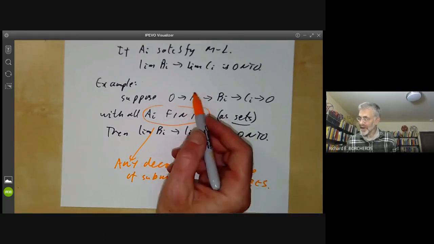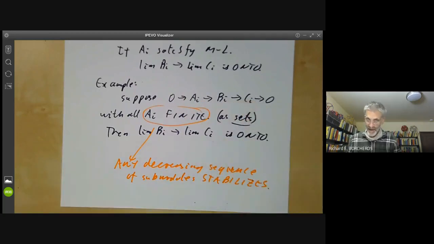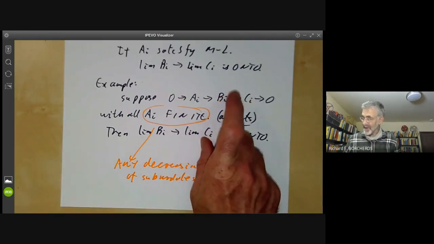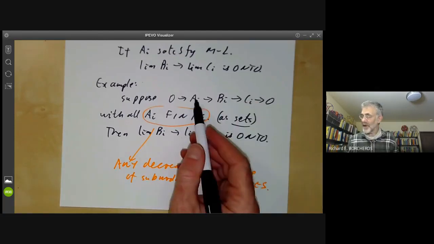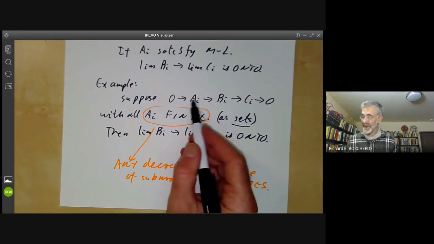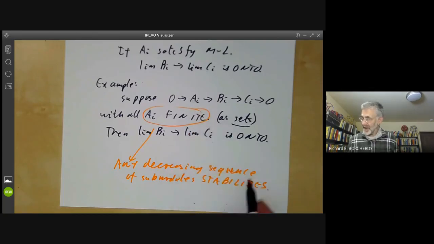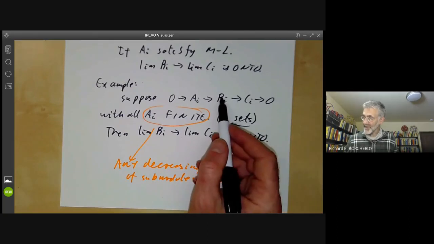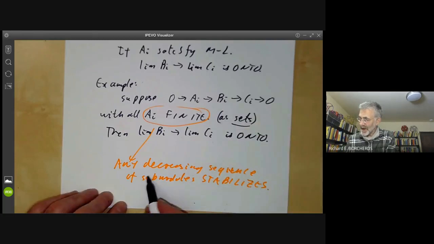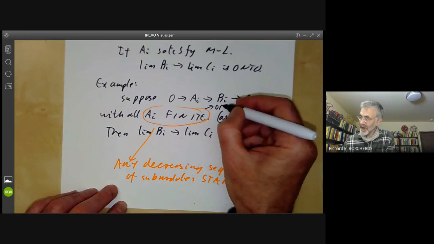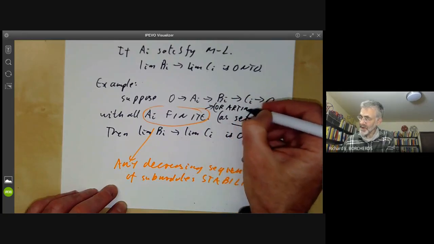So for abelian groups, provided the kernels of all these maps are finite, the limit of the Bi maps onto the limit of the Ci. Again, you remember we had an example earlier where the Ai were all Z. So if the Ai are infinite, the limit of the Bi doesn't necessarily map onto the limit of the Ci. Of course, this doesn't need to be finite. You can see all we need is that the decreasing sequence of submodules has to stabilize. So this also applies for Artinian modules.